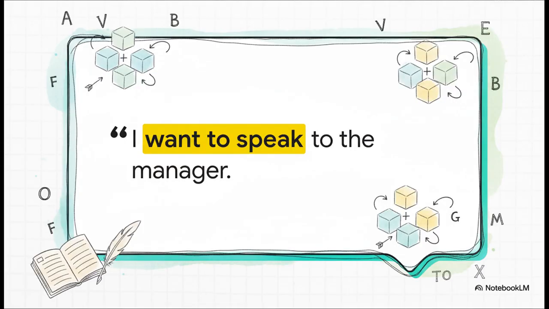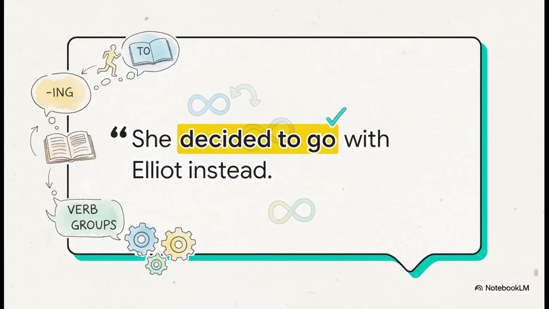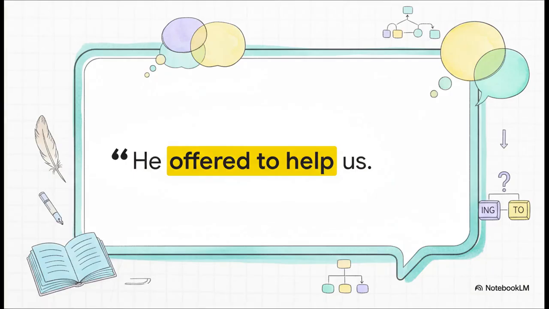This one is a classic, right? After the verb want, we always use to plus the next verb. I want to speak. And another one for you. The first verb is decided, so the next part has to be to go. It would sound pretty funny if we said, she decided going, wouldn't it? It's always to go. So this is the key point. A verb like offered has to be followed by to help. Are you starting to see the pattern? You have your first verb, then to, then the second verb.